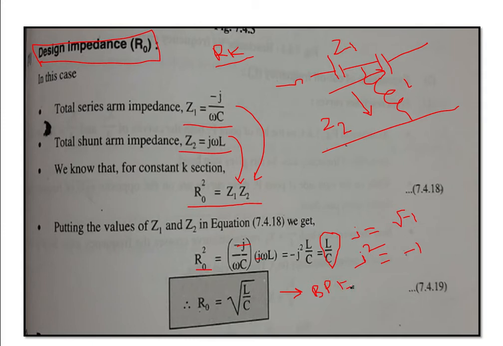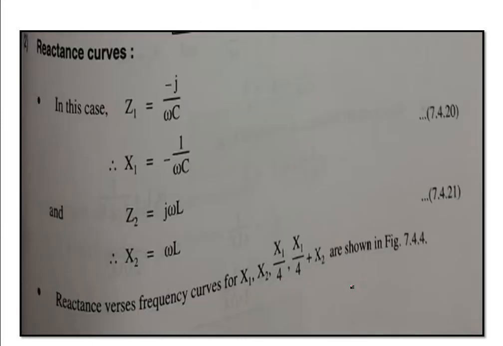Okay, then what do you do for the next parameter? The next parameter is related to the reactance curve. In the reactance curve, in this case Z1, which is equal to minus j upon omega C, that's why X1 is equal to minus 1 upon omega C. Then Z2 which is equal to j omega L, and X2 which is equal to omega L.